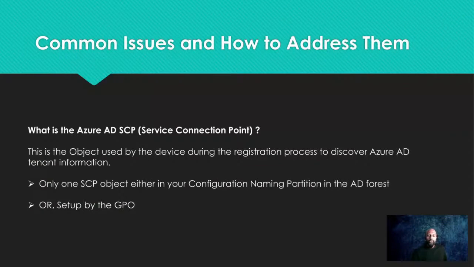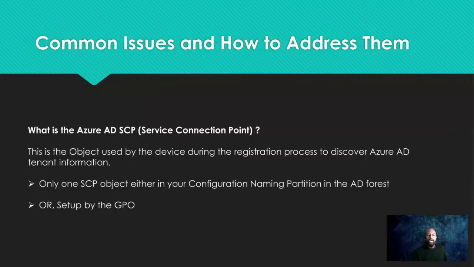So what are those Azure AD SCP, or the service connection points? Usually, there are two ways you can set up the service connection points. If you're using the Azure AD connector, and if you're using the device options, and if you're trying to connect the hybrid AD join mode from the connector, then the SCP information will get created in the ADSI for that forest. So only one SCP can be created per forest. That's one way you can create that.